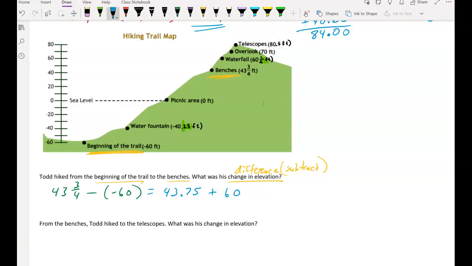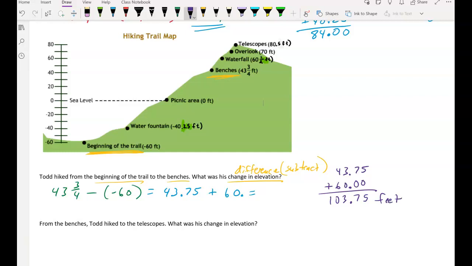And let's see, so what would that be? 43.75 plus 60. Whoop, 60 doesn't have a decimal. We're going to throw a decimal on there. So over here, we do 43.75 plus 60.00. Fill in those gaps. And 5 and 0, 7 and 0, bring my decimal straight down. I've got 3, and then 4, and 6 is 10. So the change in elevation from where he hiked to the other spot is 103.75 feet.